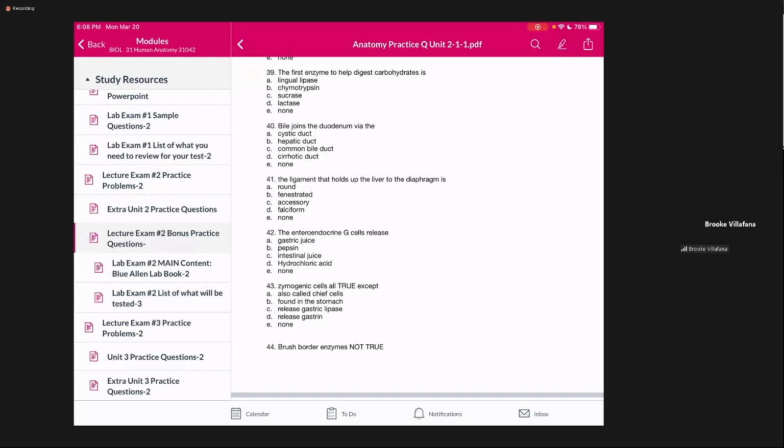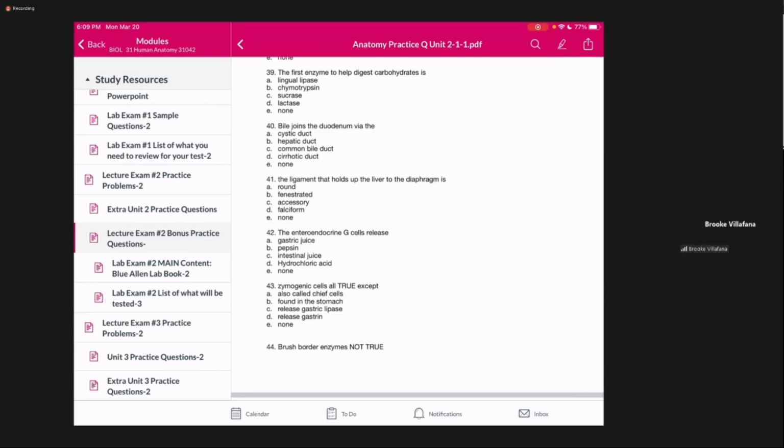Question 40. Bile joins the duodenum via the cystic duct, hepatic duct, common bile duct, cirrhotic duct, or none? If you said C, common bile duct, that would be correct. Remember, the cystic duct is the two-way duct that connects the hepatic ducts, and the cystic duct can either send bile down to the duodenum, or send it to the gallbladder. So for your test, you want to know that the hepatic ducts are one-way ducts that transport bile made in the liver. The cystic duct is the two-way duct that can send it up to the gallbladder or down to the duodenum. And the common bile duct connects the cystic duct to the duodenum. The cirrhotic duct is not a thing. It's not real.